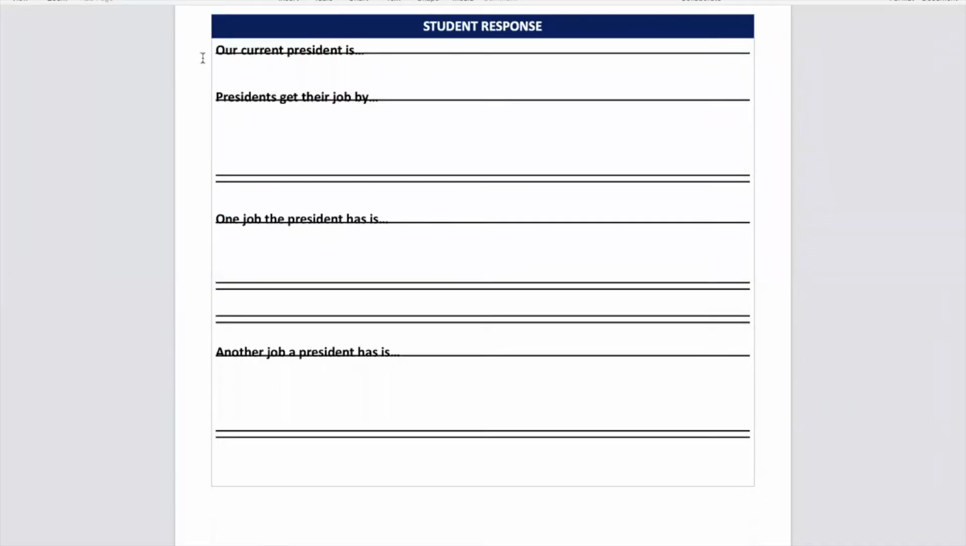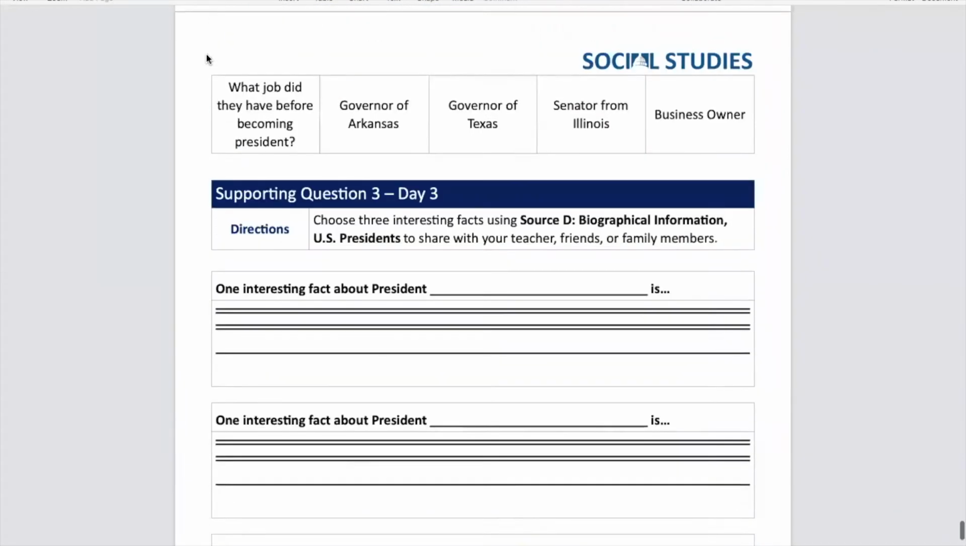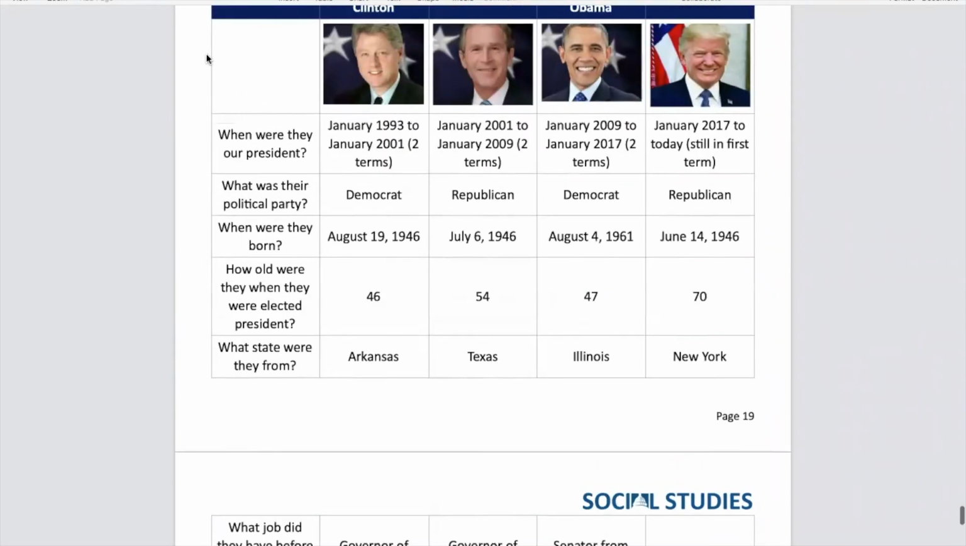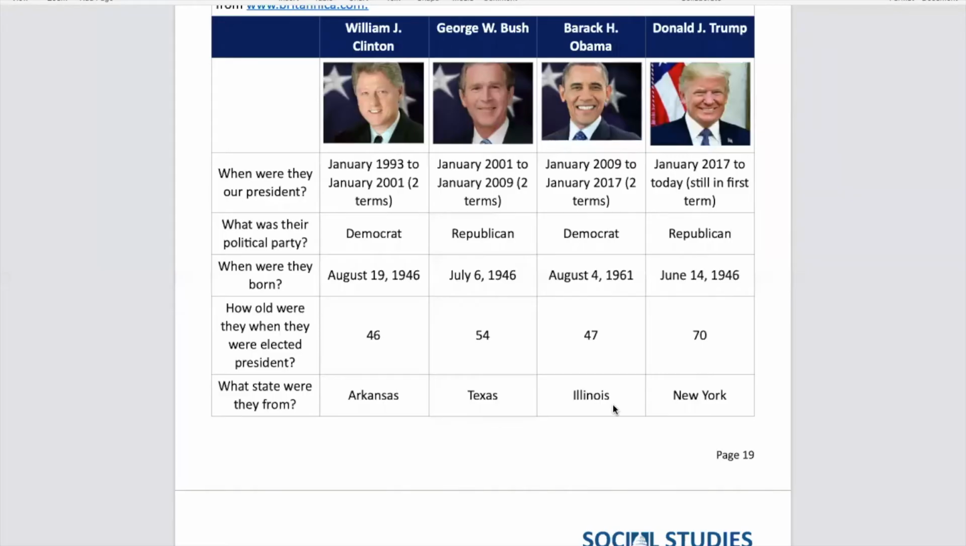Let's use the sentence starters to help us write our response. The first sentence says, our current president is. Let's go back to day 3 and look at our chart of US presidents. I can give you a hint. Our current president was elected in January 2017. Yes, that's correct. It's Donald J. Trump.